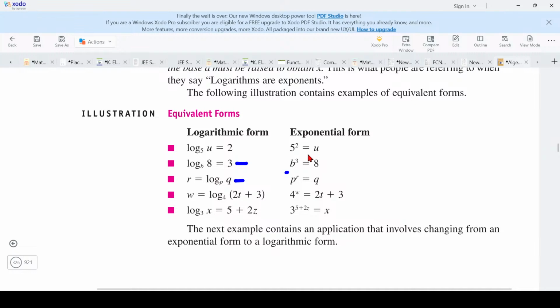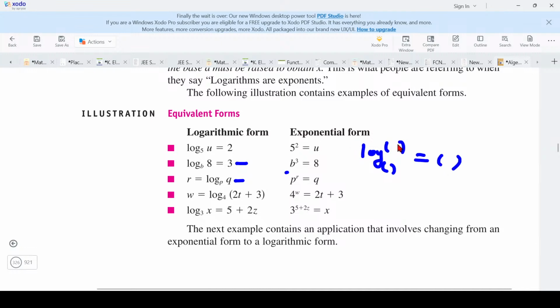Exponential form, convert this to logarithm form. 5 square equals u. Now tell me. So I need to convert to logarithmic form? Log u... You have to express log something to the base something equals something. The base is 5 and the above one is 25. Log something, what is that something, to the base something equals something. Express in this way.